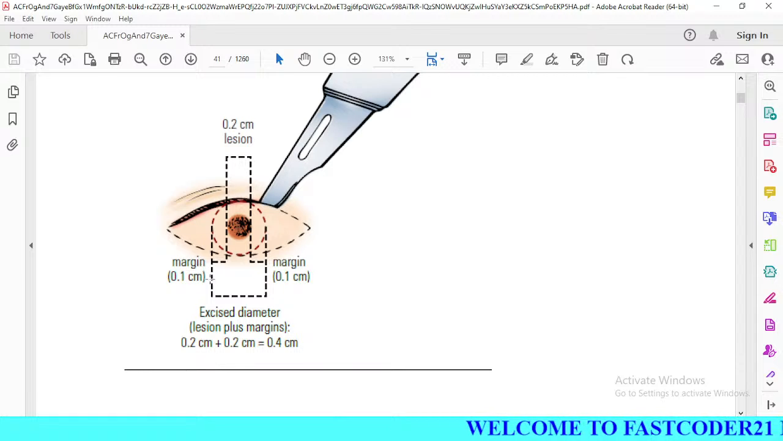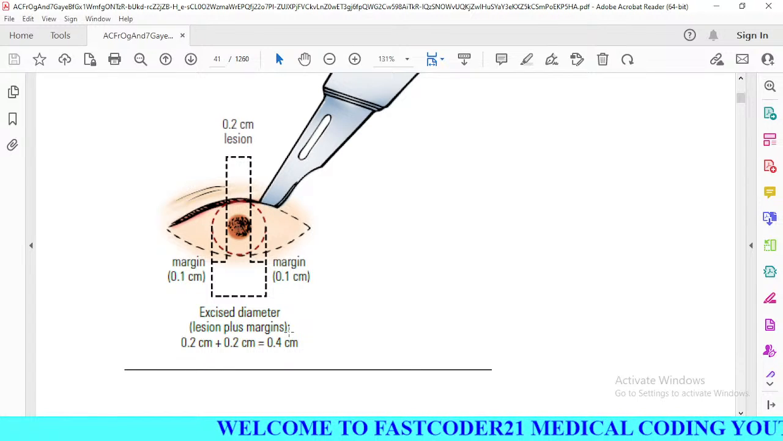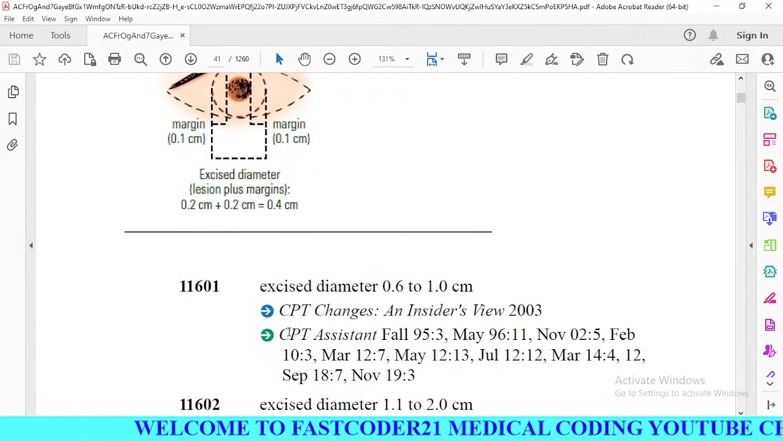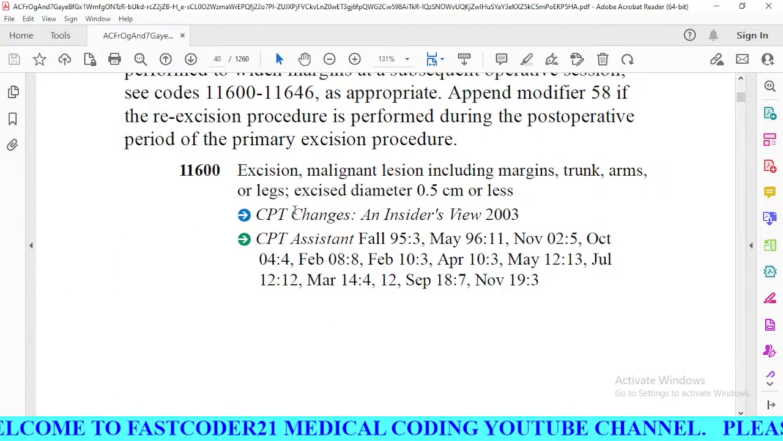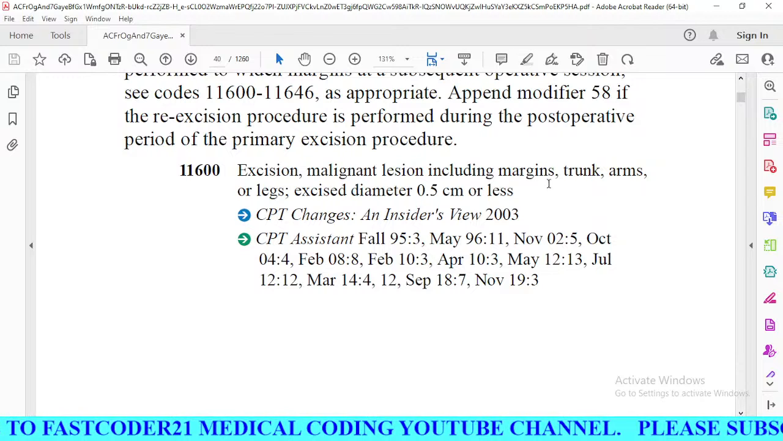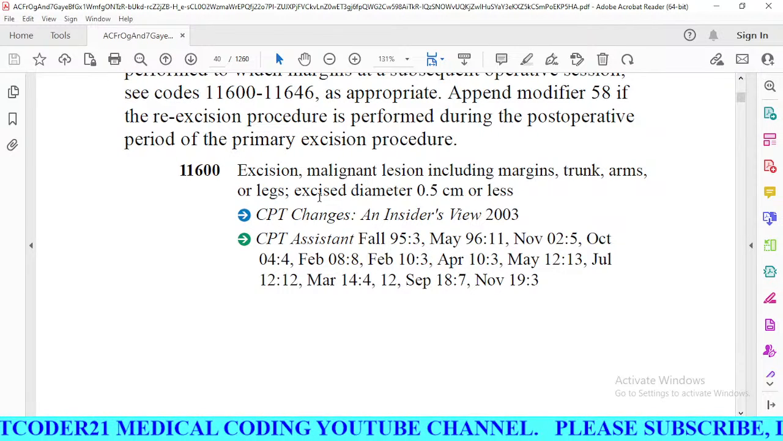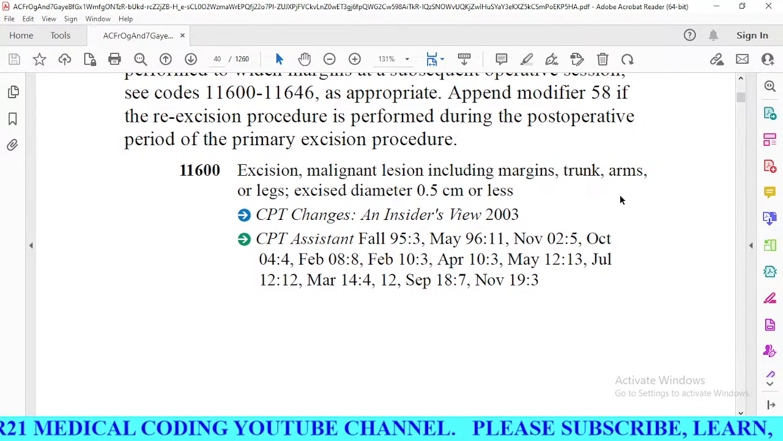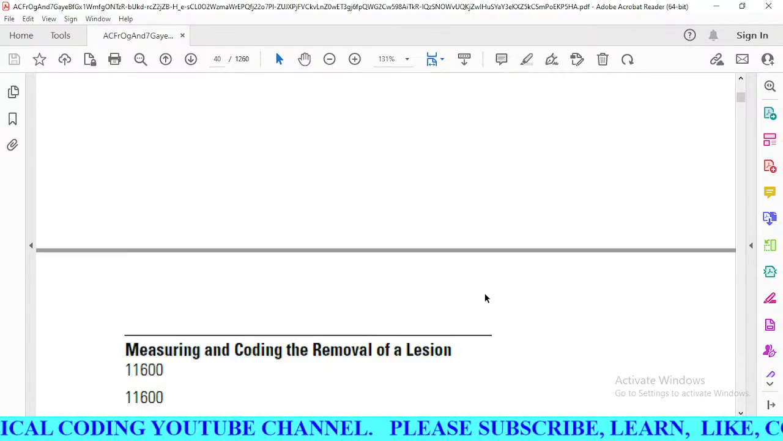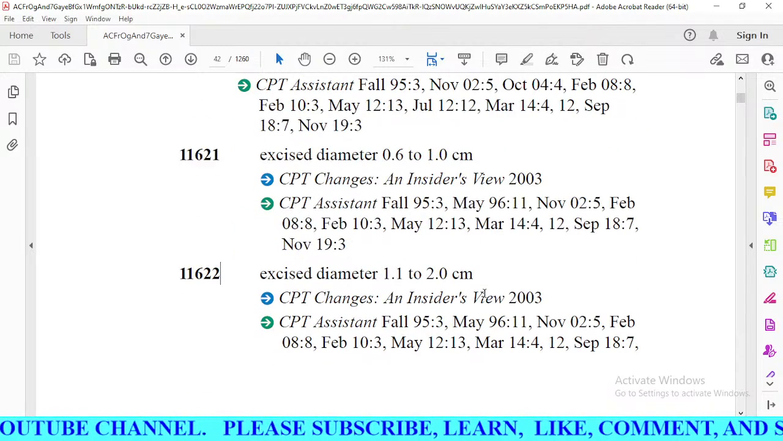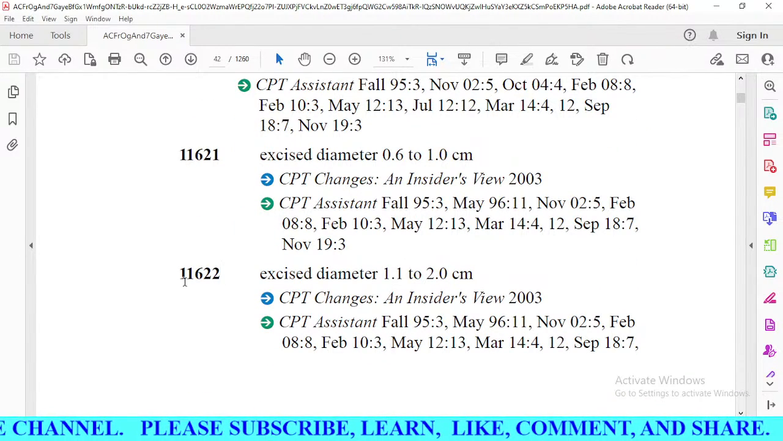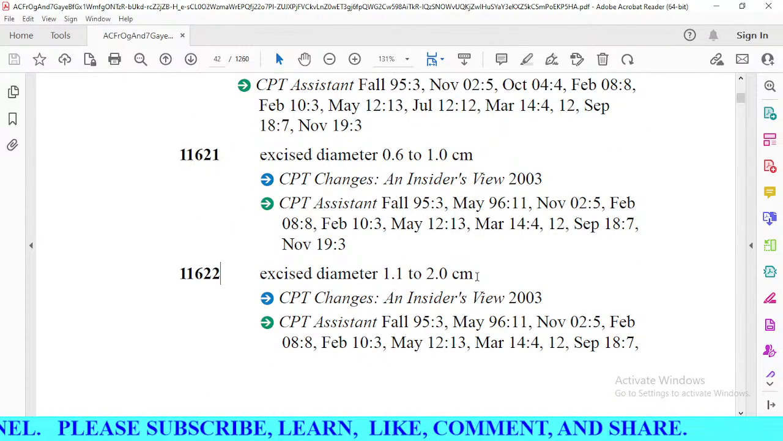If it is margin, we can add. But here in our question, they have added margin. So the physician already gave the margin, so we need to make it double. So 1.6. Now we need to check excision, malignant lesion including margins, trunk, arms or legs. So our question comes under arm. So the answer is 11622. It is 1.6 centimeters, so it will come under 11622.